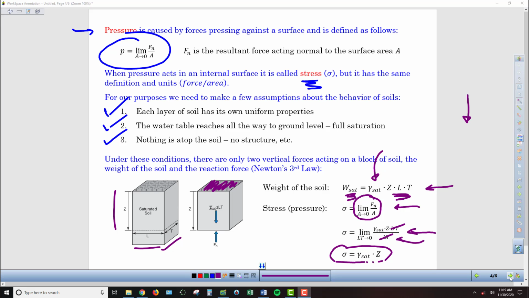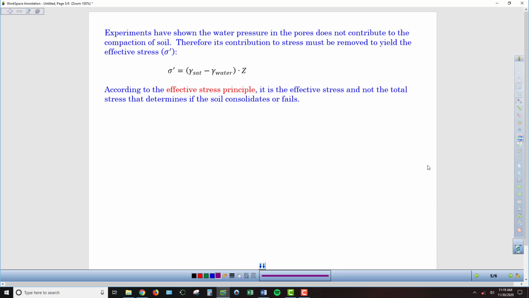Now, as it turns out, experiments have shown that the water pressure, the water weight that's in those pores, does not contribute to the compaction of the soil. So therefore, its contribution to the stress doesn't really happen. And so as a result, we can calculate the effective stress.